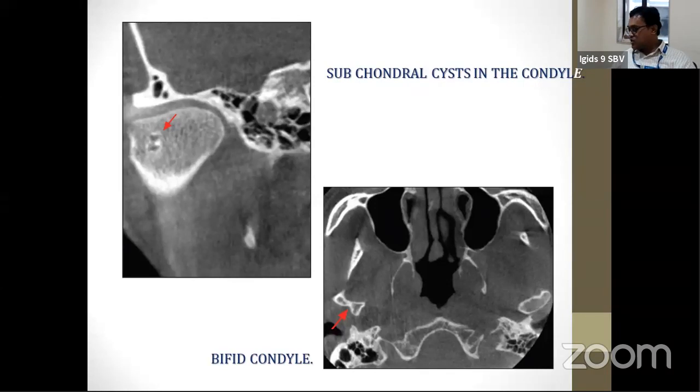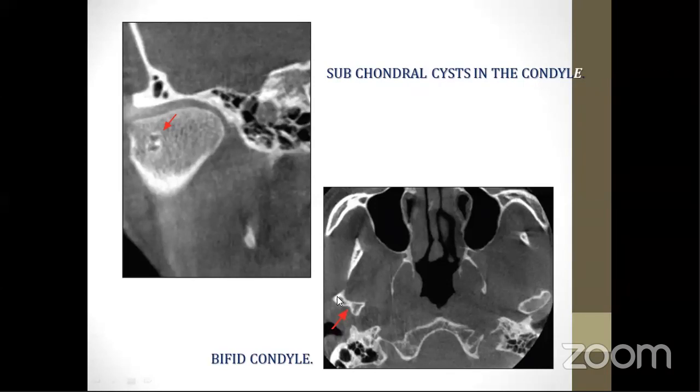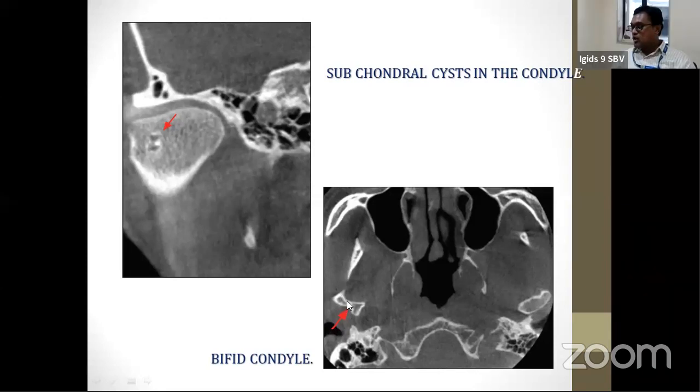Take a look at the other picture here. The other axial section is a different shape of the condyle. The shape of the condyle is bifid. Here, it's a bifid condyle. It looks like a bow, right? That's not the normal shape of the condyle. Whereas, look at the opposite side. The condyle is in normal anatomy. So, there is a unilateral bifid of the condyle, which is clearly caught on the axial view.